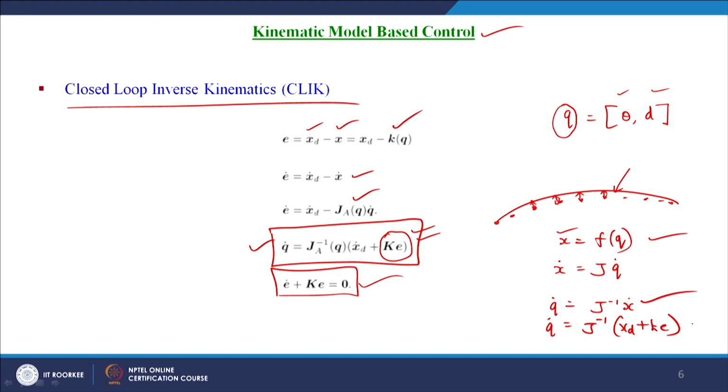So, these two equations, equation 1 and say equation 2, both correspond to q dot. So, when we equate this, we will have e dot, which is x d dot minus x dot plus K e equal to 0, which is given by e dot plus K e equal to 0. That is the first order dynamic equation.